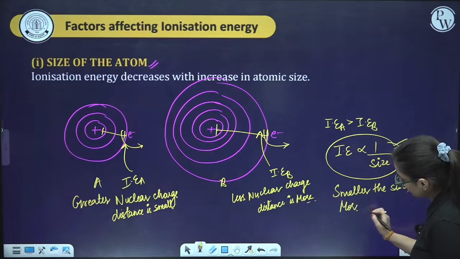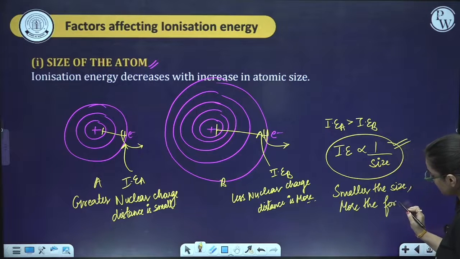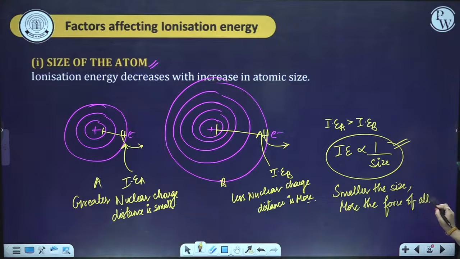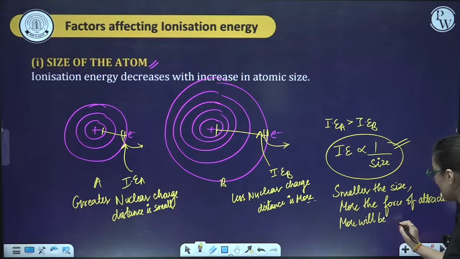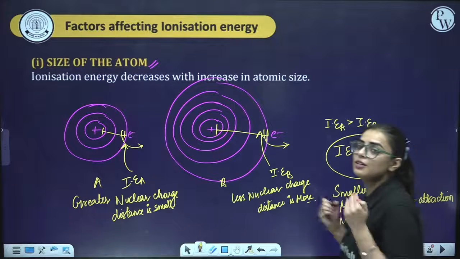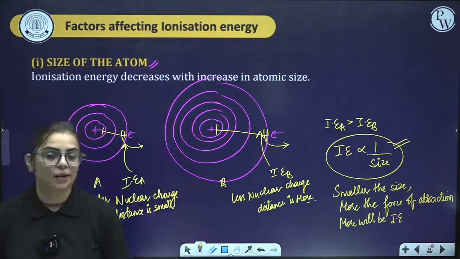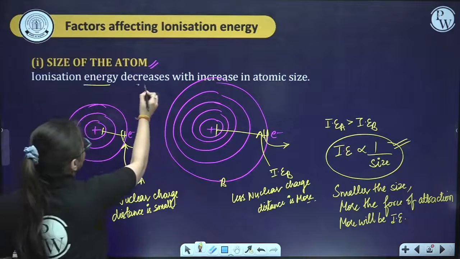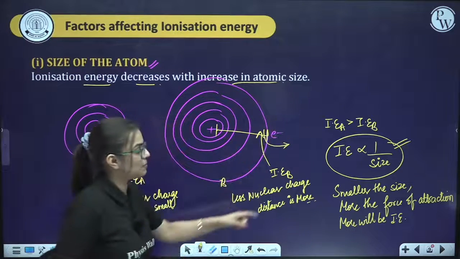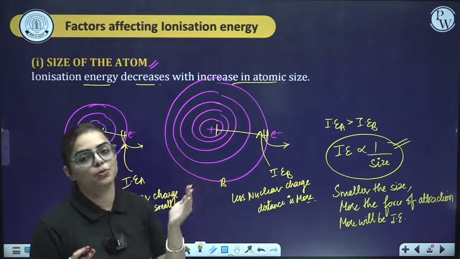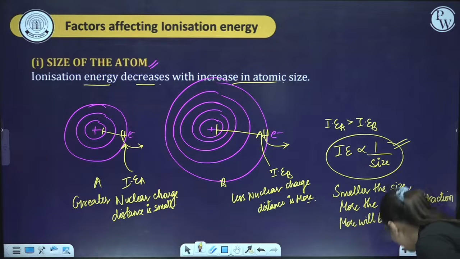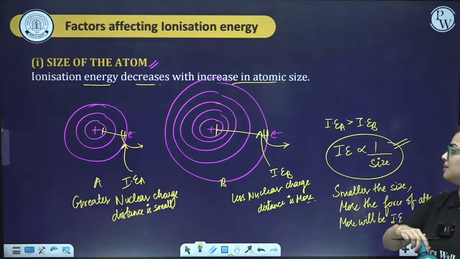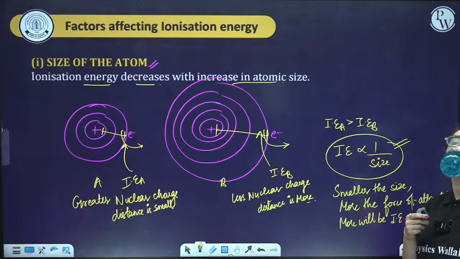more the force of attraction, more will be the ionization energy, because you have to provide energy to remove the electron. So it will be more in number. Let us read it. Ionization energy decreases with increase in atomic size. That means ionization energy is inversely proportional to size. Clear, everyone? That's great, students. Everybody please write it down so that I can move on to the next factor of ours.